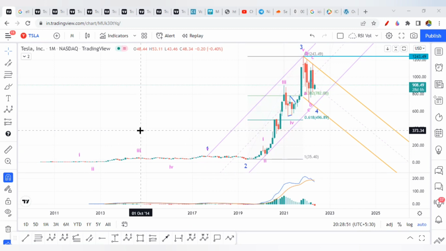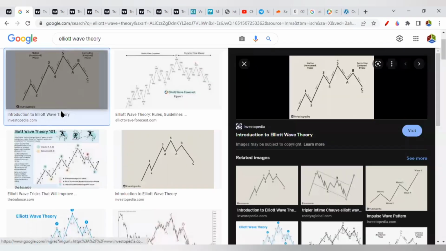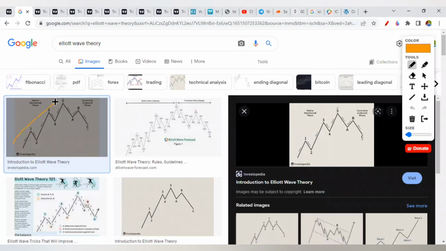So I'll give you a quick introduction to the Elliott Wave. The Elliott Wave principle was introduced into the market by Ralph Nelson Elliott. As per his theory, the major trend of the market moves in 5 waves, and then the counter trend comes in 3 waves on the downside. On my screen, you can see an image of Elliott Wave where waves 1, 2, 3, 4, 5 are present, which are in the direction of the dominant trend. And then there is a correction phase, which comes on the downside in terms of 3 waves. So this is the basic principle of Elliott Wave.